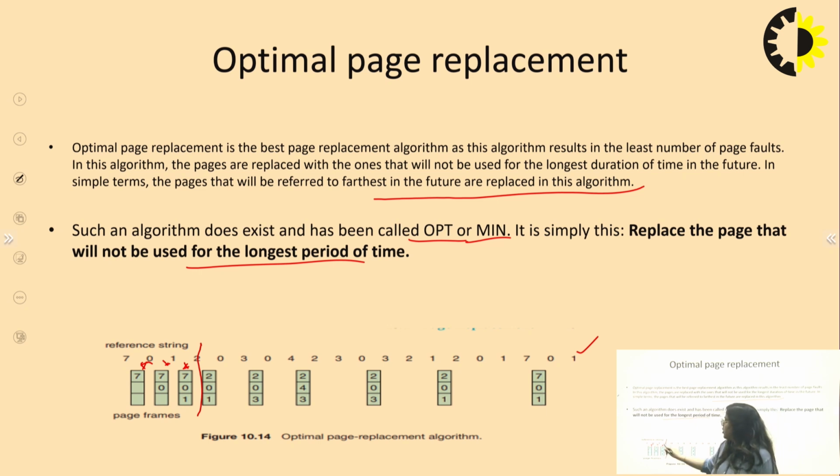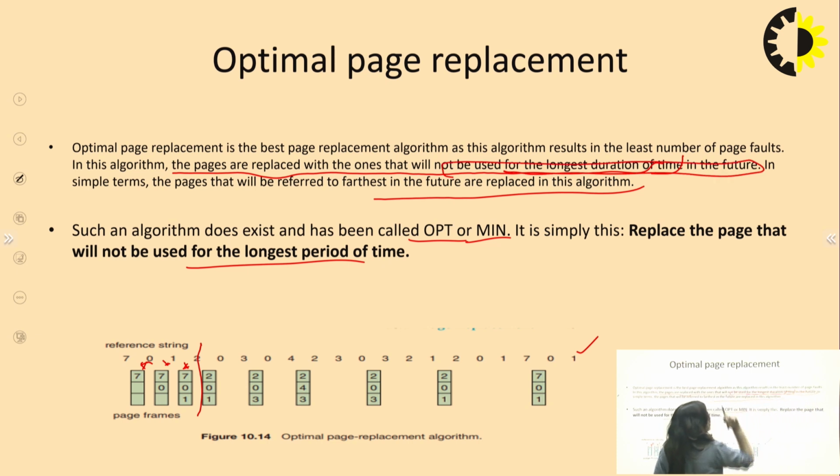Now comes the 2. Now the page frame is full. Now where will 2 be stored, using the optimal page replacement? And what is the optimal page replacement? The page replaced is the one that will not be used for the longest duration of time in the future. It is the main definition of this line. It means pages are replaced with the one that will be used farthest in the future.